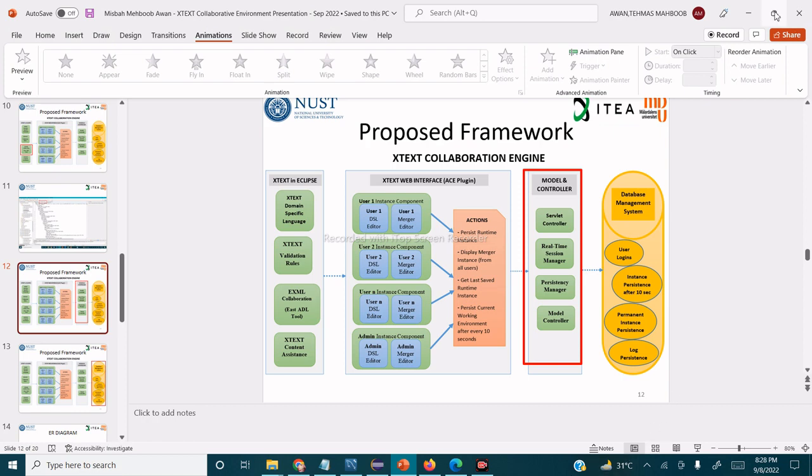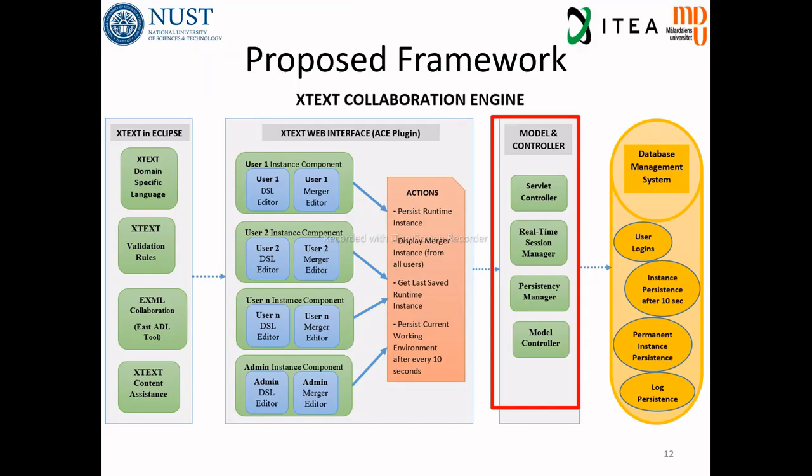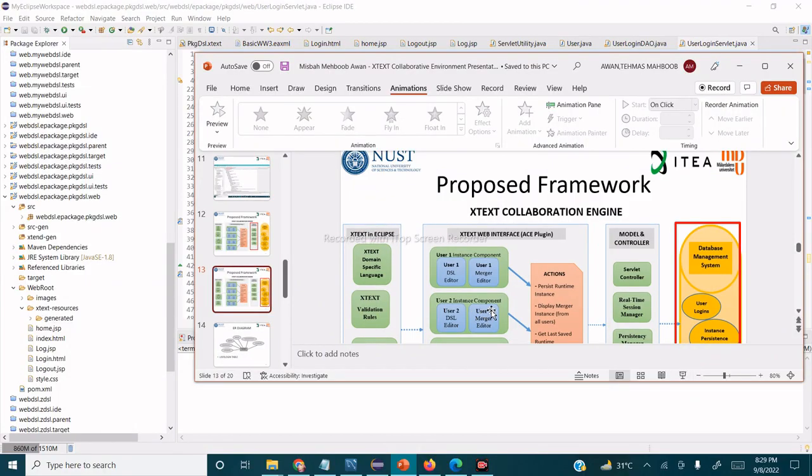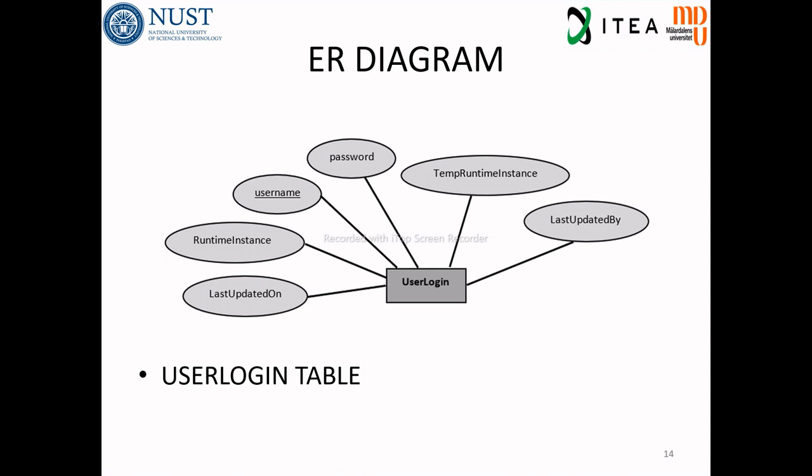So now coming back to the presentation. After model and controller, we have the database management system. And for the database management system, we have created these tables in the database that this ER diagram depicts. There is a user login table with the username as a primary key attribute, and the temporary instance and runtime instance. Runtime instance is the permanent instance that is intentionally saved by the user. Temporary instance is the auto save of the user's runtime working environment after every 10 seconds.